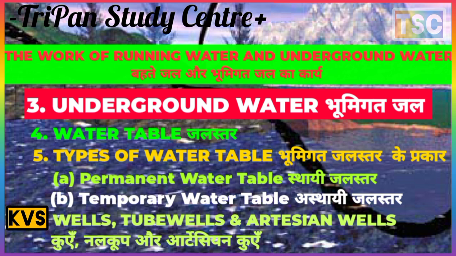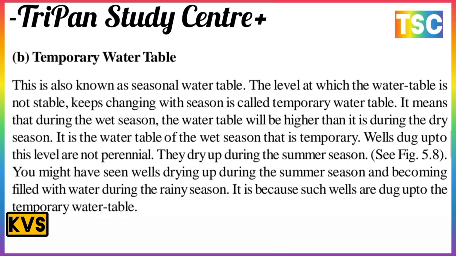The second is the temporary water table. This is also known as the seasonal water table. The level at which the water table is not stable and keeps changing with the season is called the temporary water table. It means that during the wet season, the water table will be higher than it is during the dry season. It is the water table of the wet season that is temporary. Wells dug up to this level are not perennial. They dry up during the summer season. You might have seen wells dry up during summer and become filled with water during the rainy season.